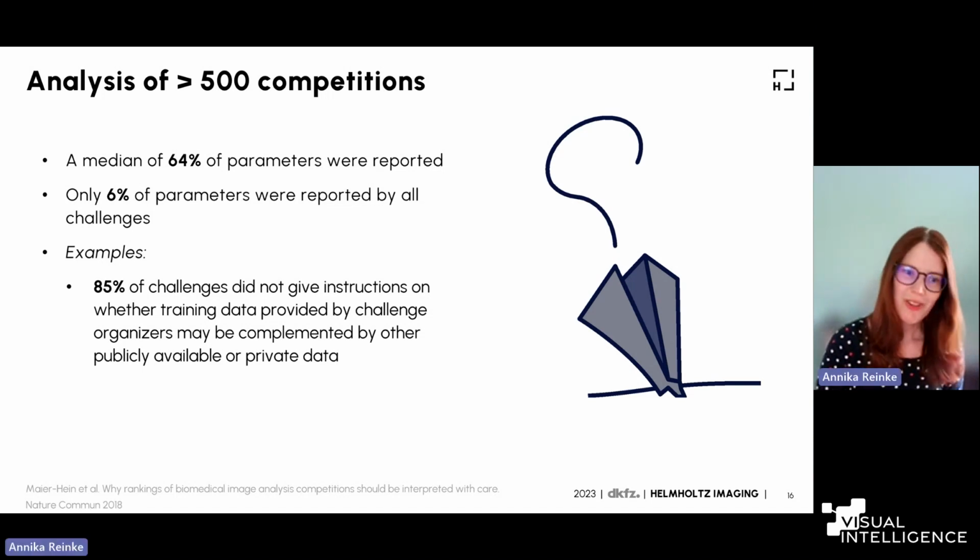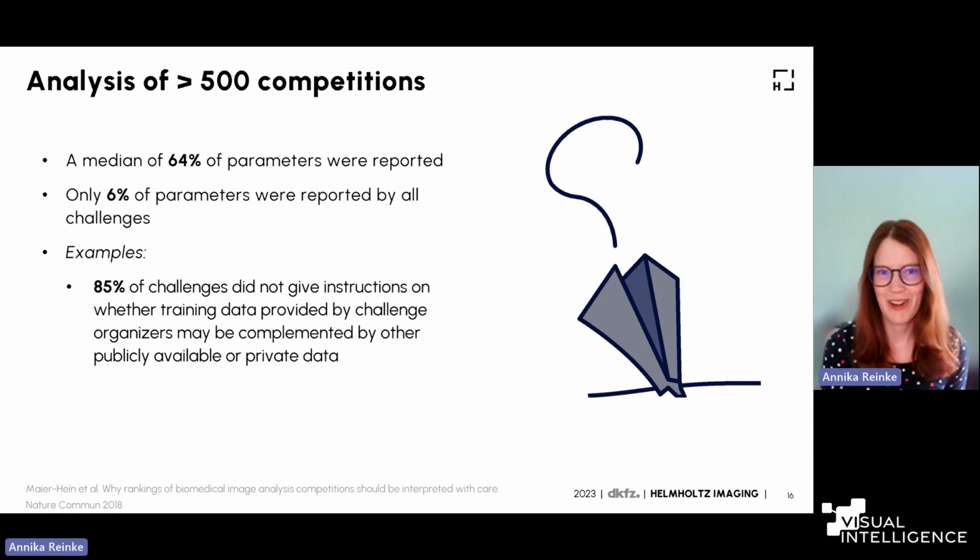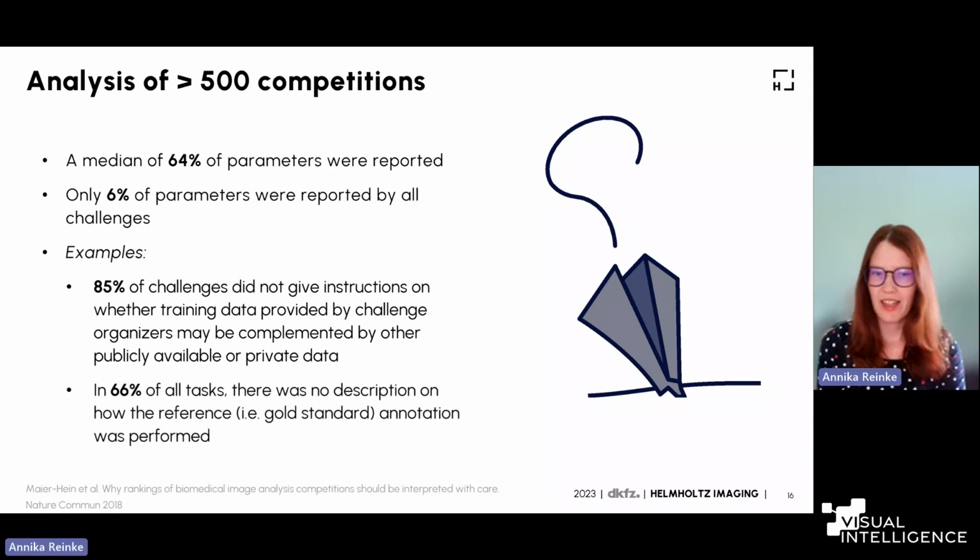And if we now recall that challenges have the purpose of a fair comparison, this is definitely not fair. If you, for example, have access to thousands more images and other teams just don't. Another example is that in 66% of tasks, there was no description on how the reference, so the gold standard annotation, was performed. And this is, of course, very critical. On the one hand, these data sets are often made publicly available. And on the other hand, our algorithms should learn something meaningful. And if the data quality is low, then also our algorithms will not perform very well.